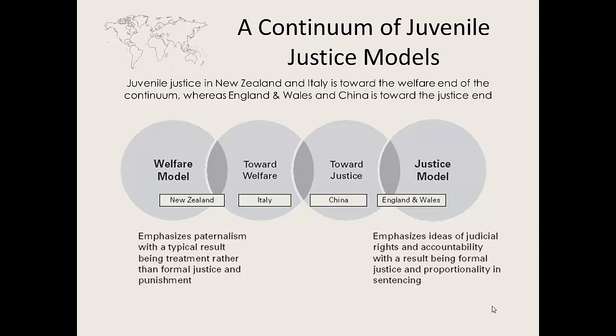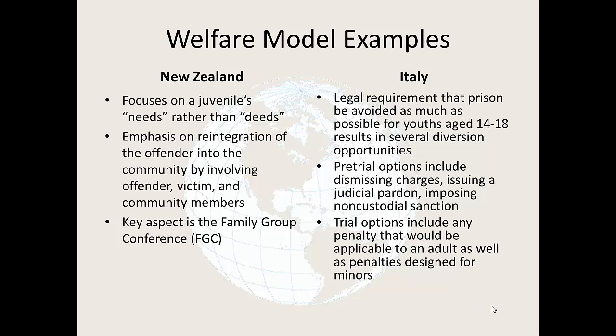And again, you see here that at the welfare model, we're emphasizing paternalism. There's going to be more treatment orientation. At the justice model, we're emphasizing due process rights and accountability. And there's going to be a greater interest in making sure that the punishment is proportionate to what the crime was or the perceived offense was. So taking a look at some of these more specifically, as your textbook does, the welfare model with New Zealand being the prime example, this is going to focus on the needs rather than the deeds of the juveniles in New Zealand.